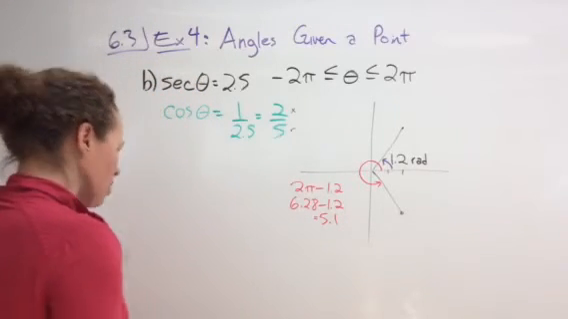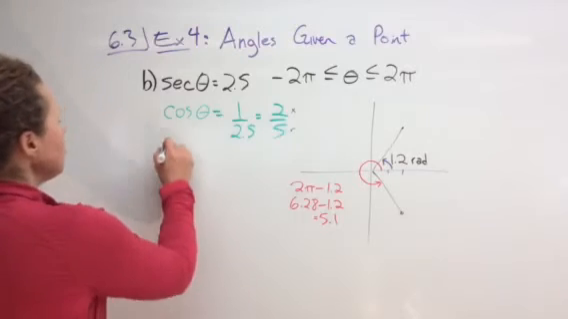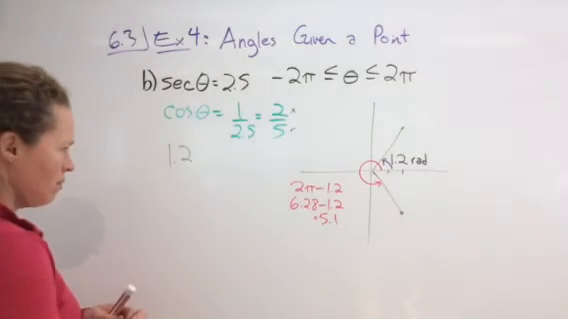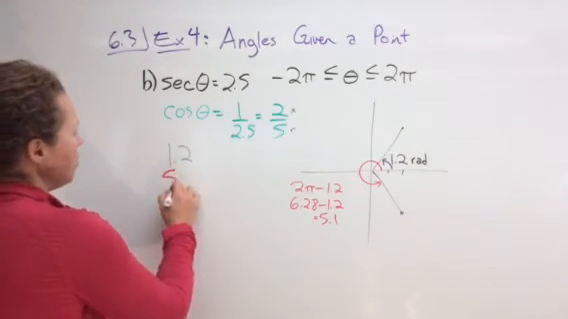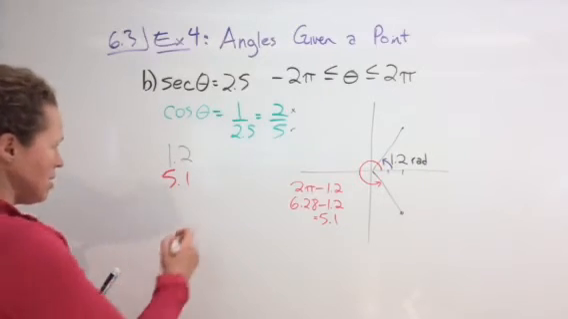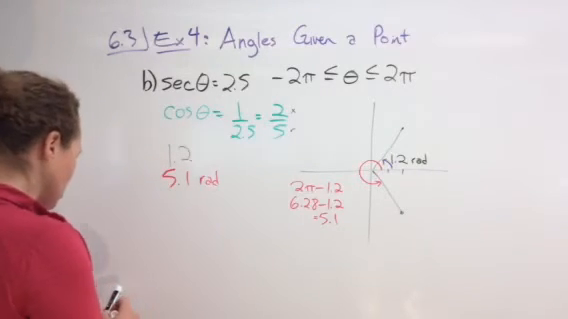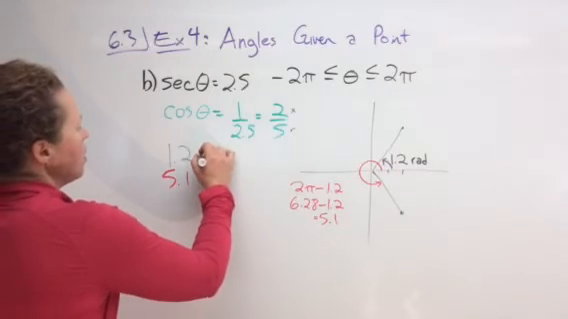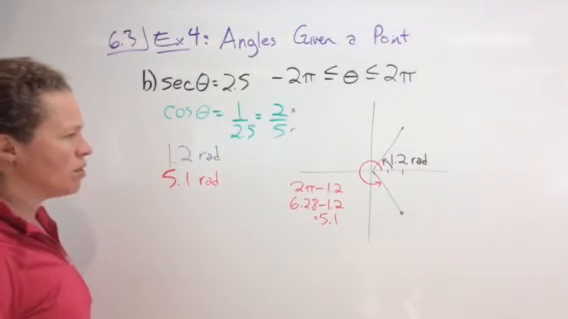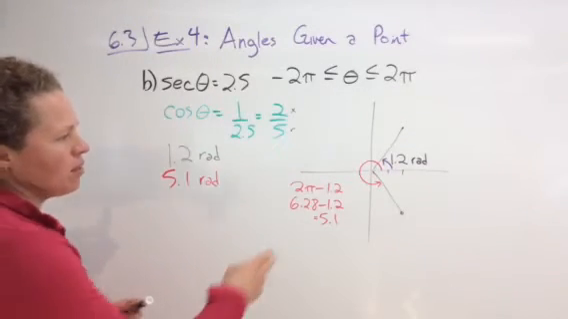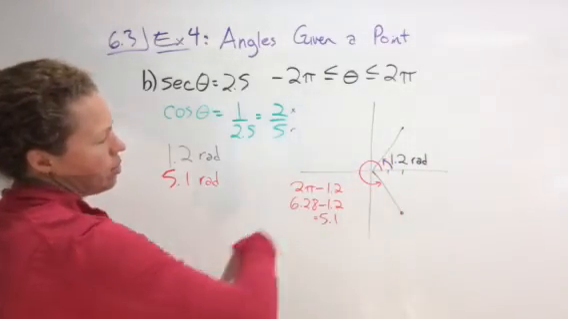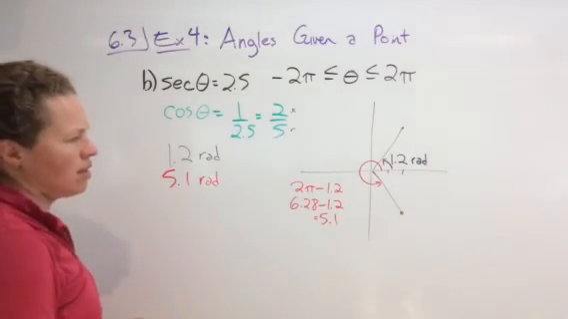So I've got 1.2 as an angle, and I've got 5.1, pardon me, as an angle, and these are radians. So I could just write rads. Those are my 2 positive ones. If I were to wrap around, I'd be going past the 2 pi, and so that doesn't count.